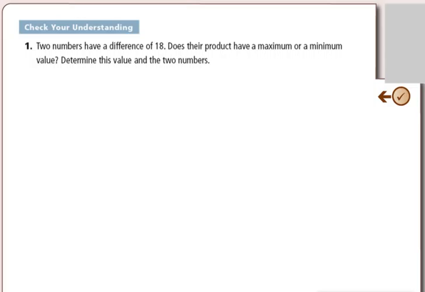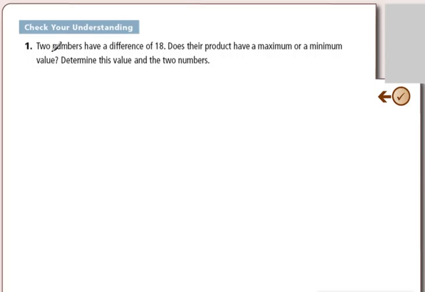Alright, let's try this one out ourselves. 2 numbers have a difference of 18. Does their product have a max or min? Ooh, we have to decide here. The way we're going to decide is we're going to do some of the math and we're going to look at the equation. Remember, a max or a min is determined by the A value. That'll tell us, hey, is it opening up or is it opening down?